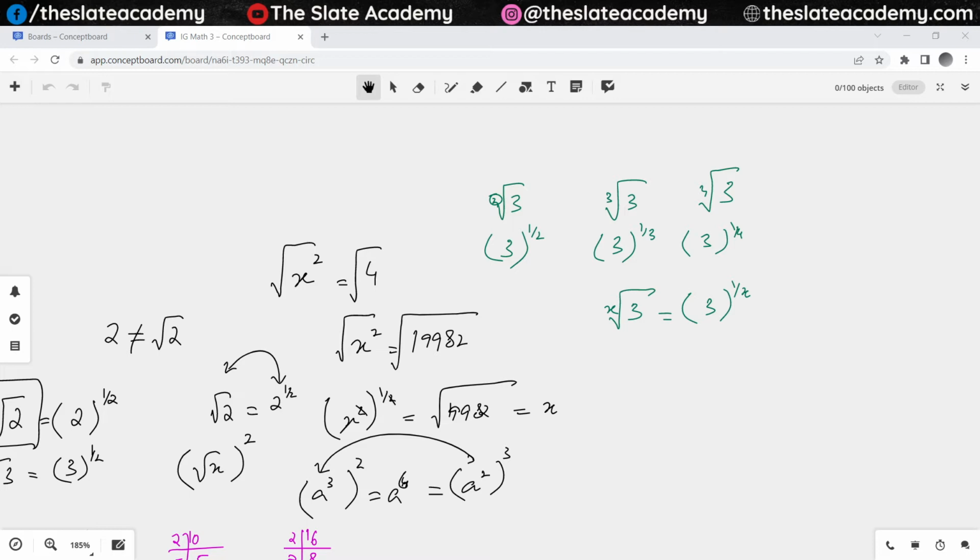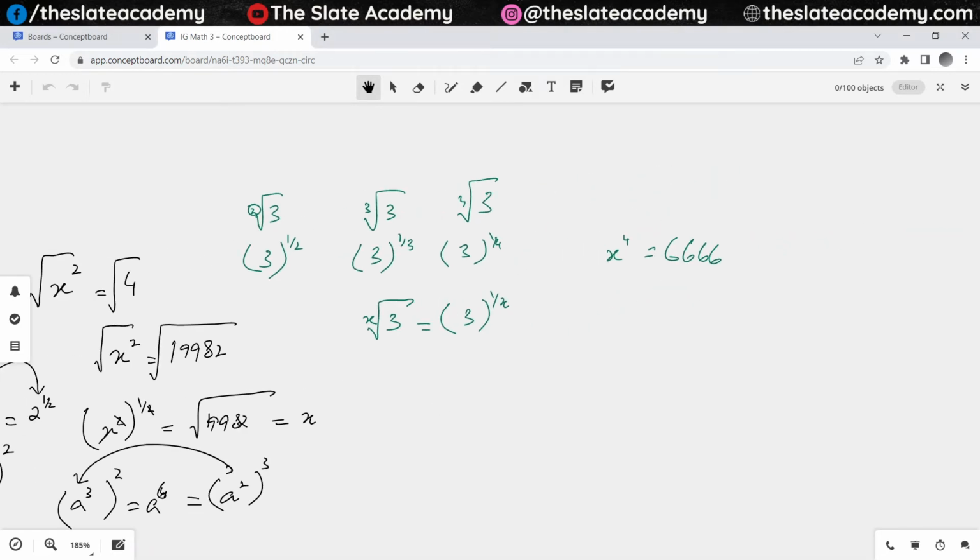The next step is, if I've got something, so for example, let's say x to the power 4 is equal to 6666. Now I want to find the value of x. So what I would do, I would take root 4 on both sides.